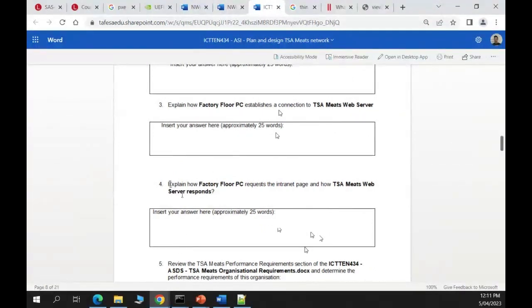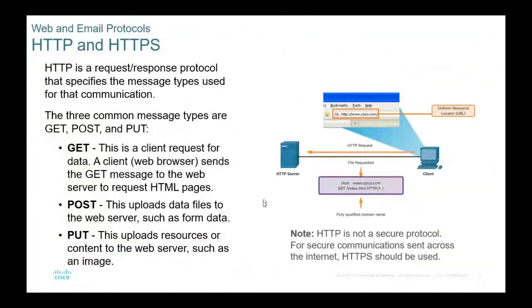Question 4. Explain how factory floor requests an intranet page and how the web server responds. Okay, so what do we just talk about? Pretty much exactly that, except that it's a different website, but same operations, isn't it? So I don't think you need to be a genius to think that the last couple of slides relate to that question. So that's what I said, next lesson. That's where we cover it, okay?